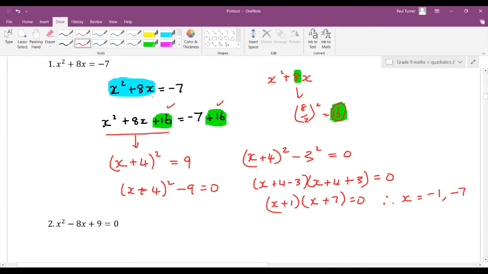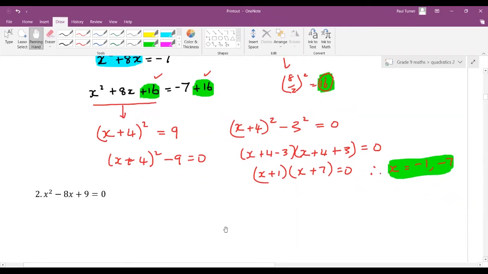So this equation could have been solved by factoring. We could have done this by factoring. You see how nice the numbers are? We have nice numbers here. So actually, you could have factorized this question, which would have been a lot quicker. All right, let's try another one.